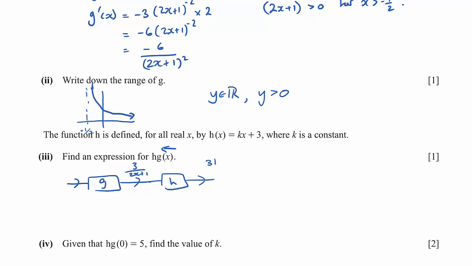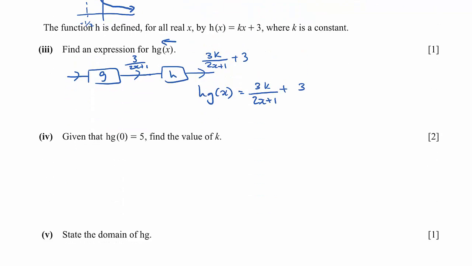So that's going to give us 3k over 2x plus 1 plus 3. So we can say that hg of x is 3k over 2x plus 1 plus 3. And now we're given that hg of 0 is equal to 5. So 5 is equal to, substitute 0 into this, and we've got 3k plus 3. So 3k would be equal to 2, which implies k is equal to 2/3.